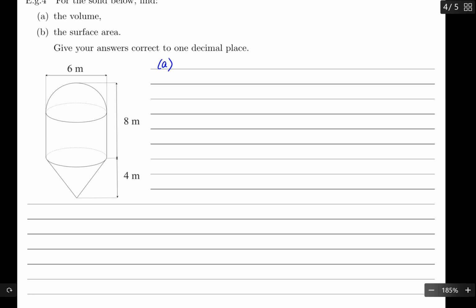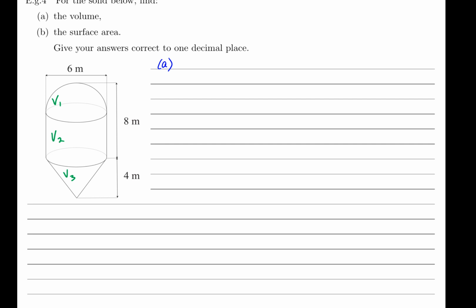let's stare at this solid for a little bit, and we'll recognize we've got some type of composite solid with a hemispherical component, a cylindrical component, and a conical component. So a good way to do this would be to split it up. For the volume, I'm going to call this V1 for the hemispherical part, V2 for the cylindrical part, V3 for the conical part. We'll work each of those out separately and we'll add them together.